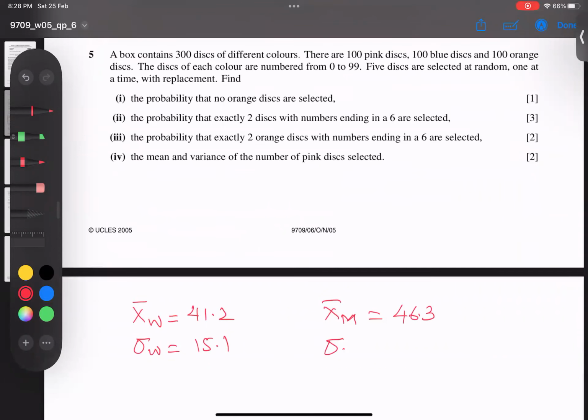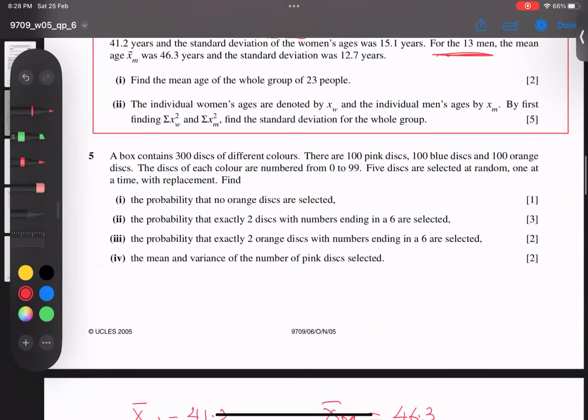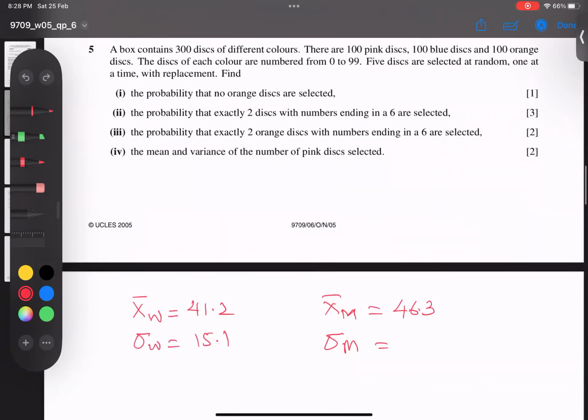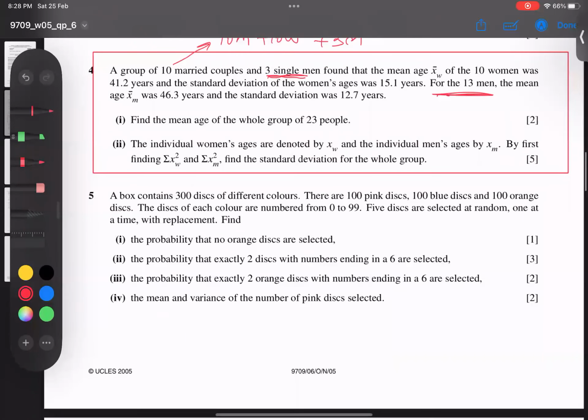And the deviation of all 13 men is 12.7 years. So let's start. Data is very important, so first of all write the data the way I wrote it. Now he's asking for the mean age of the whole group of 23 people.